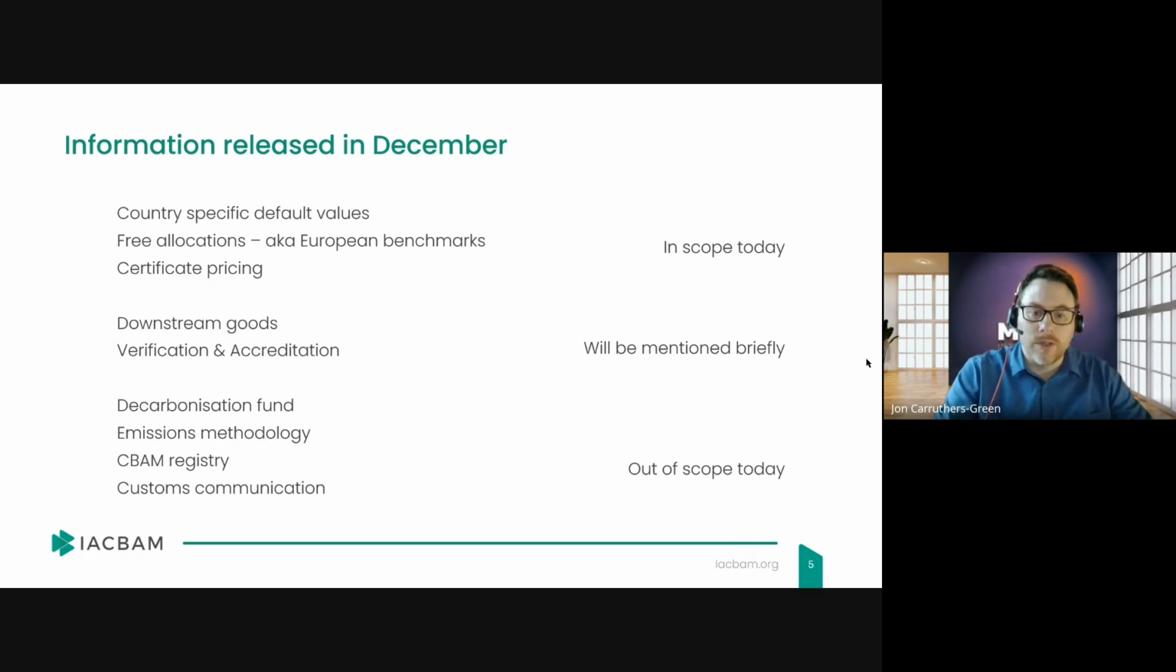So I really want to focus on what CBAM is going to do to prices, what it's going to do to import prices, what it's going to do to prices within Europe. So the key bits that cover that are going to be something called country-specific default values, free allocations, and then the certificate pricing. This was all included in that release. I'm going to touch very briefly on some of the other parts, the downstream goods expansion and the verification. But like I say, my primary focus is going to be looking at prices.